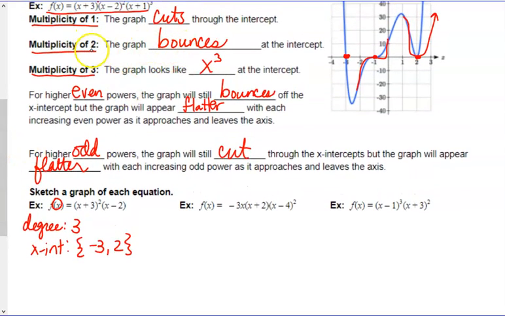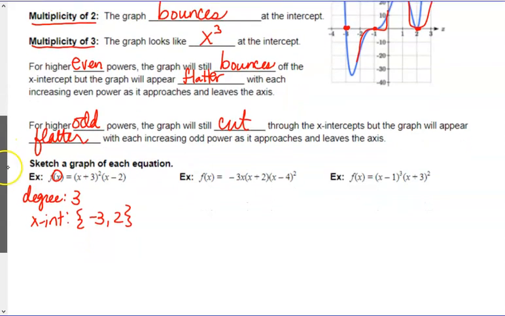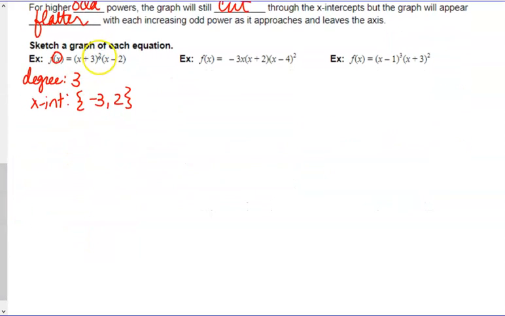Now, what happened when we bounced? Bounced, we had a multiplicity of 2. Cut had a multiplicity of 1. So here we have a multiplicity of 2. Therefore, at -3, I'm going to bounce off that axis. And at +2, I have a power of 1. Therefore, with the multiplicity of 1, we cut through that axis.